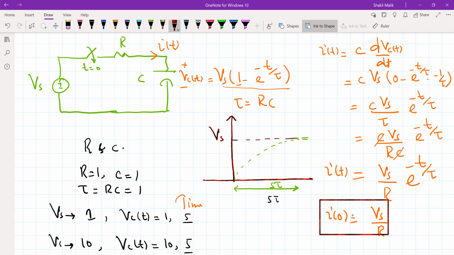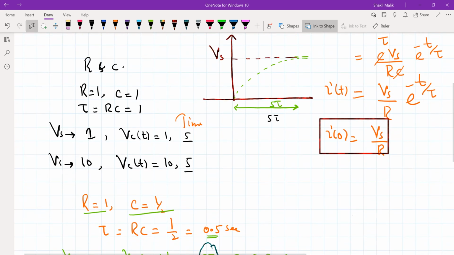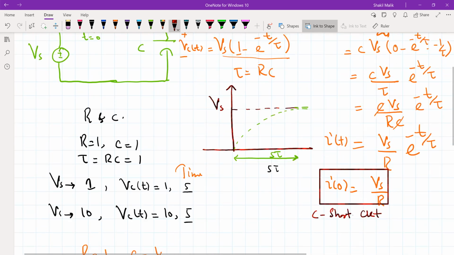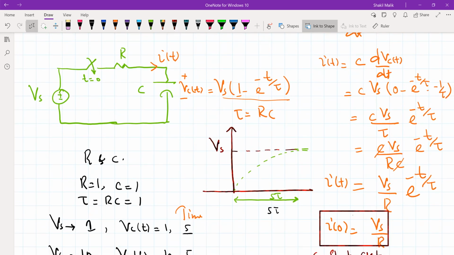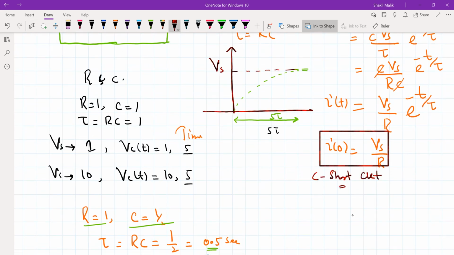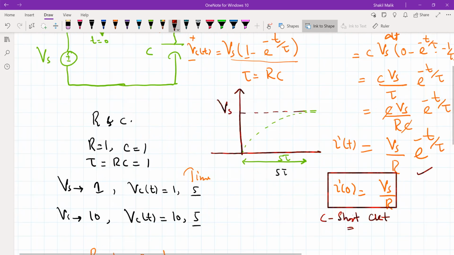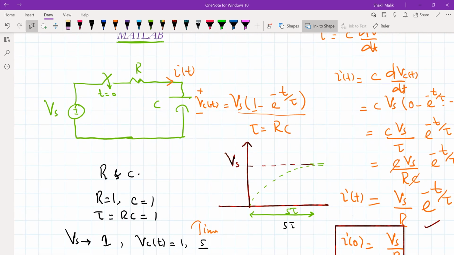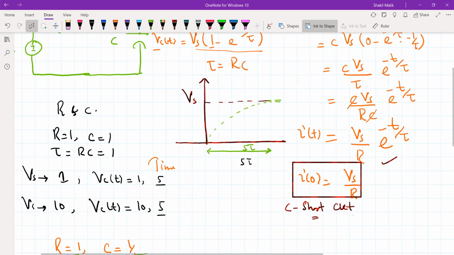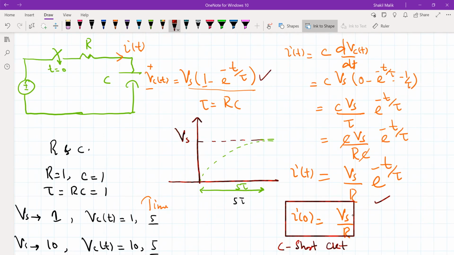In other words, the capacitor behaves initially as a short circuit. When you connect this supply to this RC circuit, the capacitor C behaves as a short circuit. So this is a very, very important observation from this expression. Initially, when you connect the source to this RC circuit, the capacitor behaves as a short circuit. Then the capacitor voltage rises, and that is given by this expression, and the current is given by this expression.